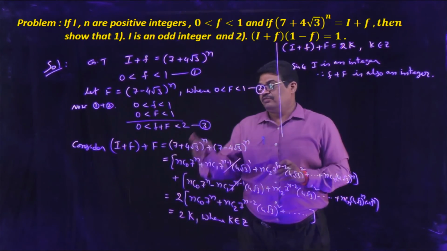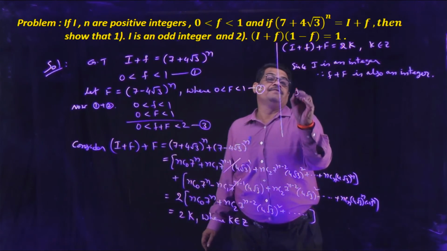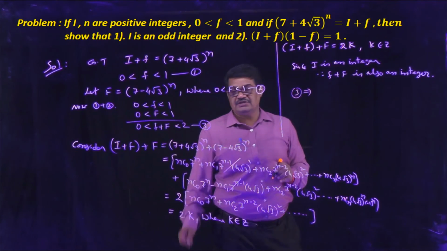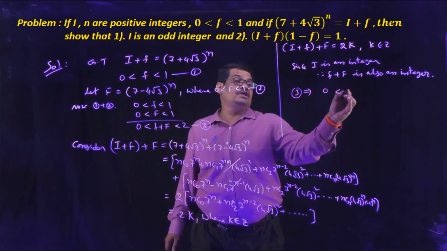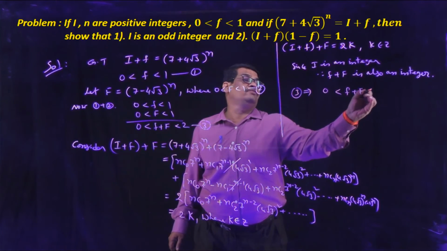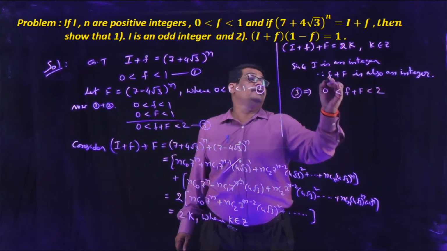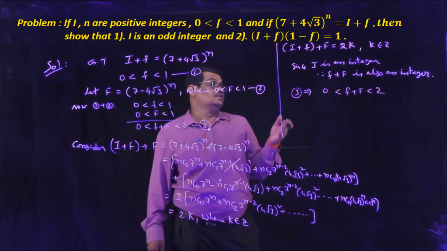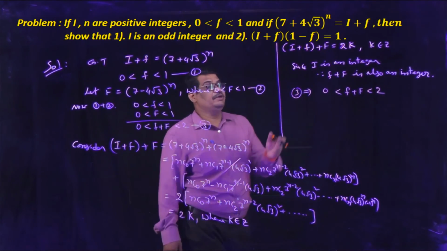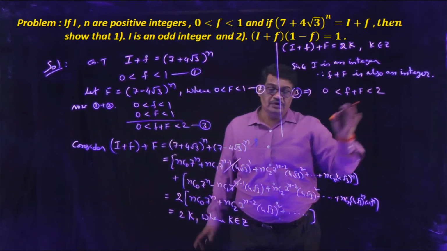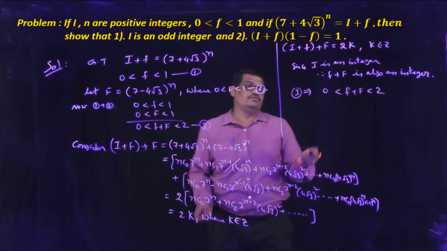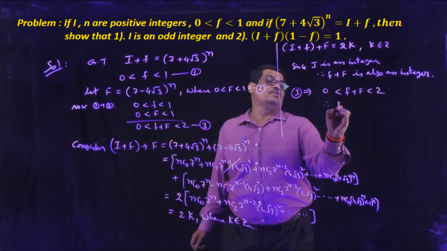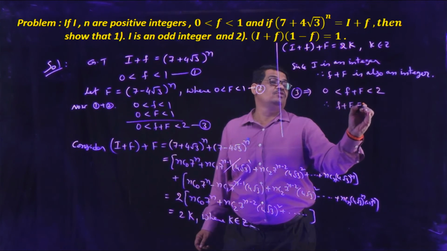So here, from equation 3. What is equation 3? That is 0 less than small f plus capital F is less than 2. Here you have small f plus capital F is an integer between 0 and 2. What is the integer between 0 and 2? That is 1. So therefore small f plus capital F is equal to 1.